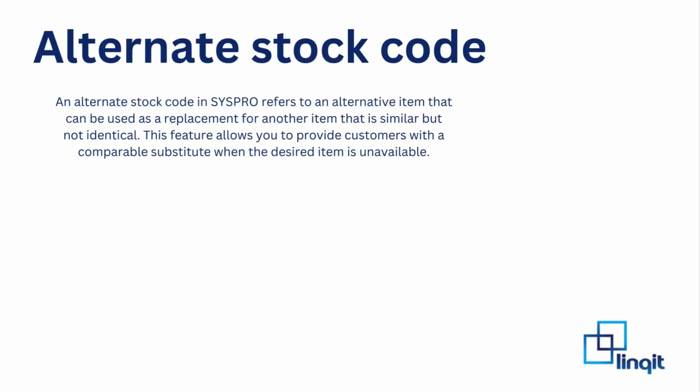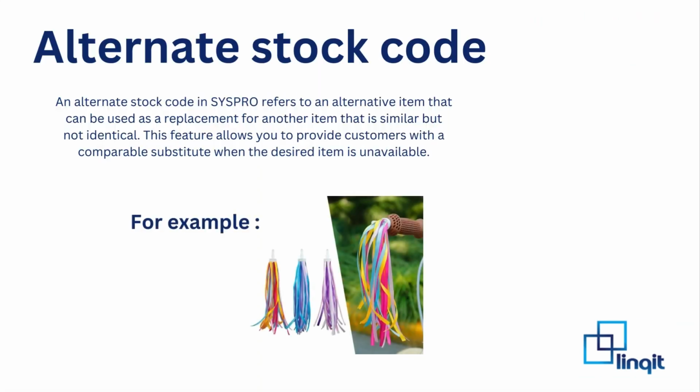Okay, so the next part is to create an alternate stock code. An alternate stock code in SYSPRO refers to an alternative item that can be used as a replacement for another item that is similar but not identical. This feature allows you to provide customers with a comparable substitute when the desired item is unavailable.